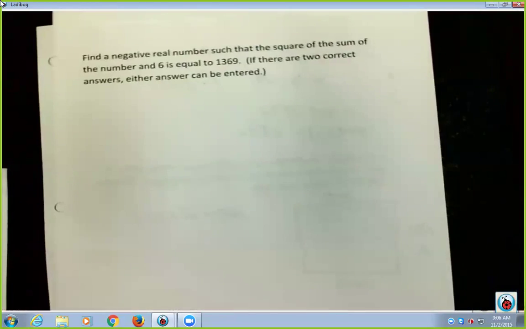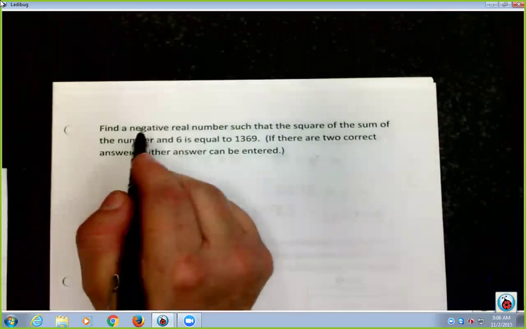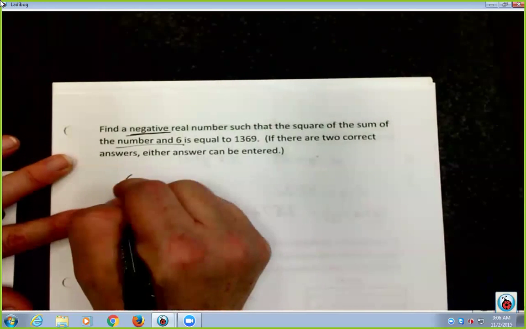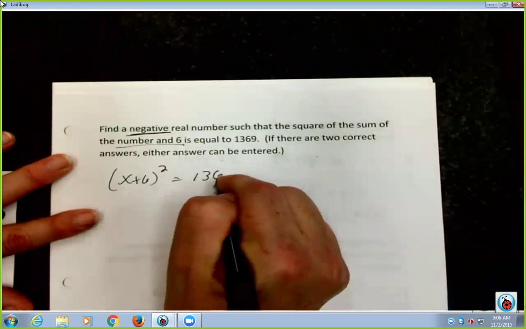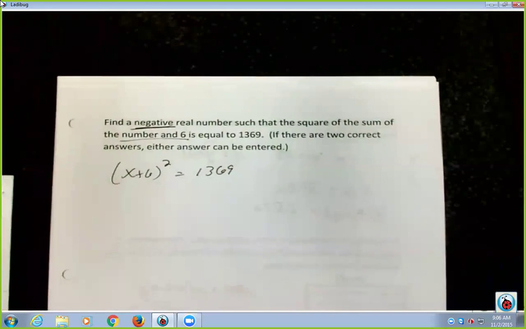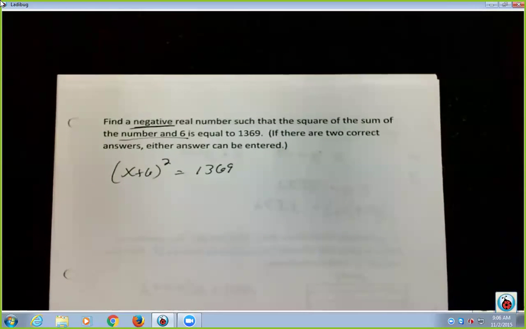And then finally, the very last one that you had in there is find the negative real numbers, and we did this one also in here, so it's kind of a duplicate, such that the square of the sum of the number and 6, so x plus 6 squared, is equal to 1369. And so we did that one out, so you have that one in there as an example. And again, I'll go back through and work these out so that we'll have them in your notes. I'll probably use a different colored pen than my black one, so you'll know that they're in there. So they will be in the notes, okay?